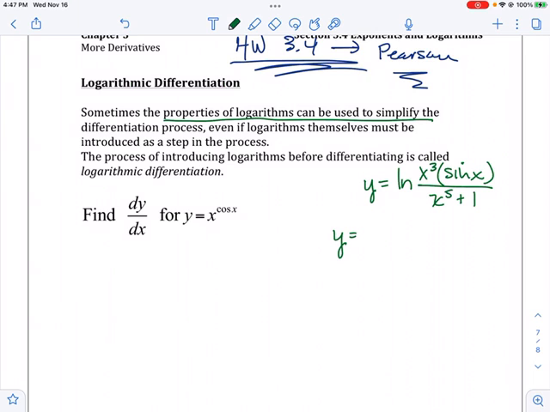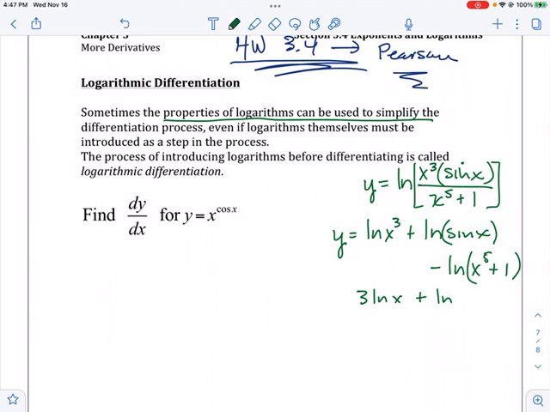You could write it as y is equal to ln of x cubed plus ln of sine x, and then minus ln of x to the 5th plus 1, and that has to stay together, of course. But then you would have 3 ln of x plus ln of sine x, and then minus that ln of x to the 5th plus 1. So that when you took the derivative, your derivative is a little easier rather than jumping into a beautiful, I use that facetiously, a beautiful quotient rule on top of it.